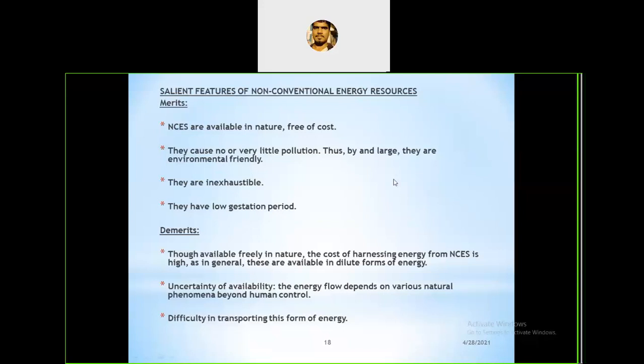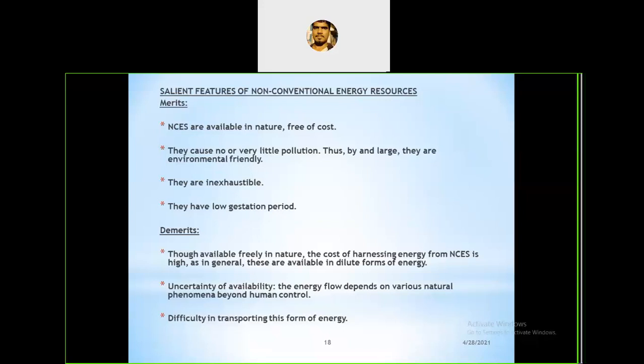They are inexhaustible, and they have a very low gestation period. So what is meant by gestation period? It means installation period. If you take the example of a solar panel, the conversion of solar energy. Gestation period means installation period. So solar or wind power plants can be installed easily within a short span of time when compared to a nuclear power plant, a coal power plant, or a hydroelectric power plant.